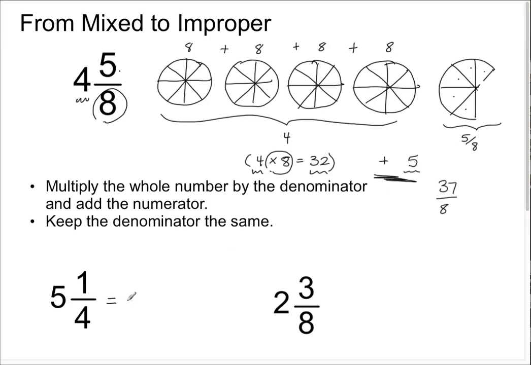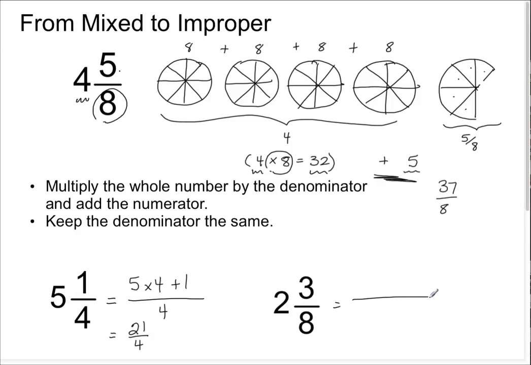So that means that this is going to be, I take the whole number, which is 5, multiply it by the denominator, which is 4, and then I add on the numerator, which is 1. Now, the other one says keep the denominator the same. So the denominator is 4, so we leave it as 4. So what this ends up being is 5 times 4 is 20. You can use a calculator if you want. Add 1 is 21. So that's 21 quarters.